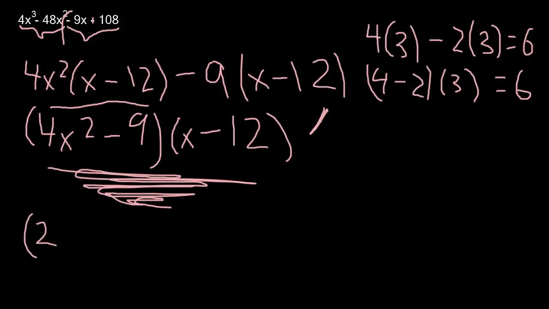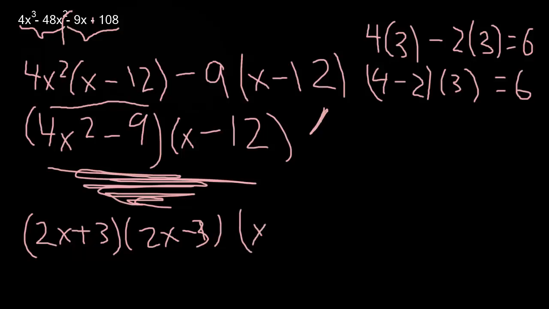And you just take out that 2x plus 3, a 2x minus 3, and keep your x minus 12 on there. And that is your final answer.